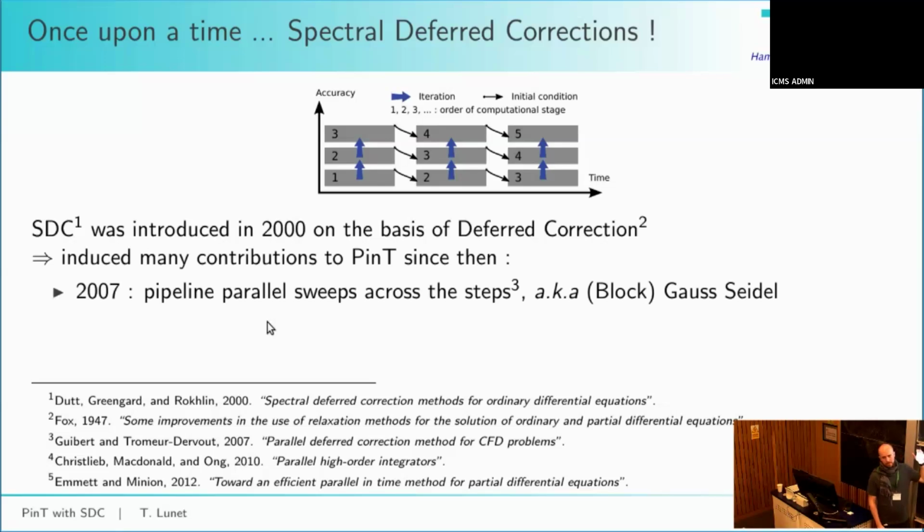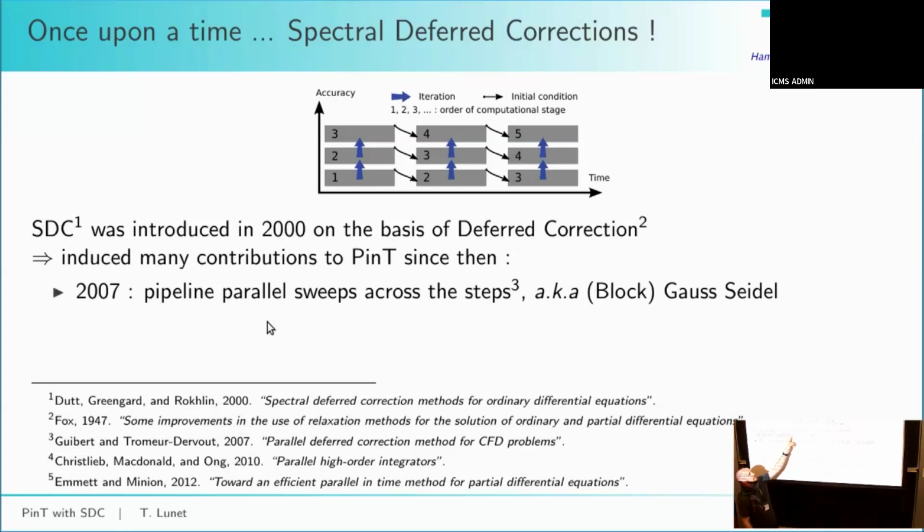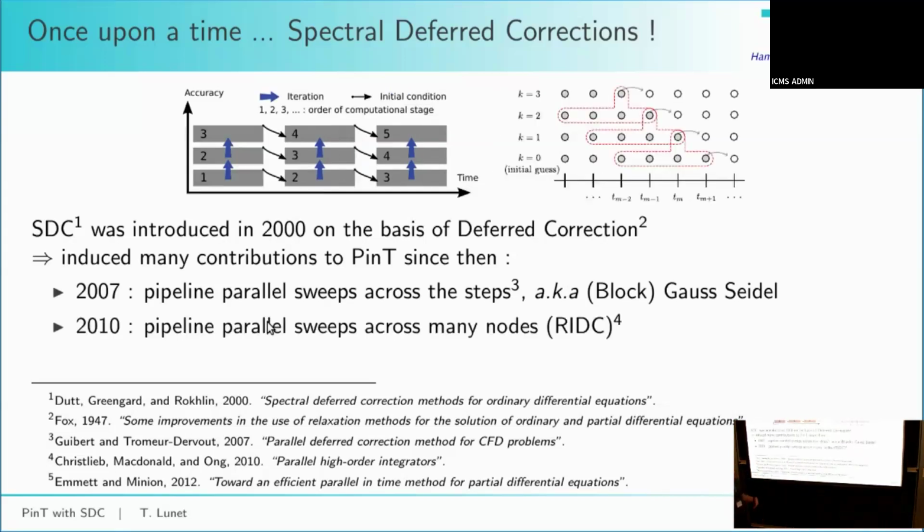So they basically introduced this pipeline SDC, where you do first the first sweep on the first interval, then you have a solution to transmit to the second interval, and at the same time you compute the second sweep for the first interval. Then you do the same: you transmit to the next one, you can compute the second one, you can compute the third one, and you see all those three stages can be done in parallel, and you can continue in some kind of pipeline fashion.